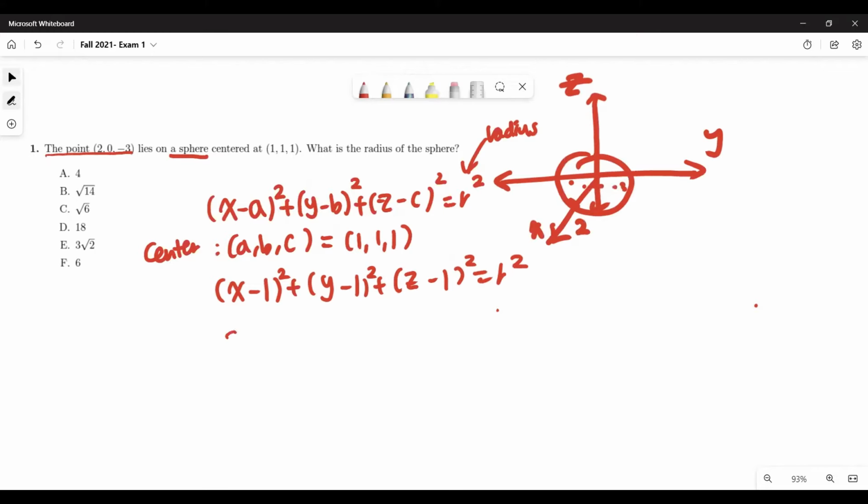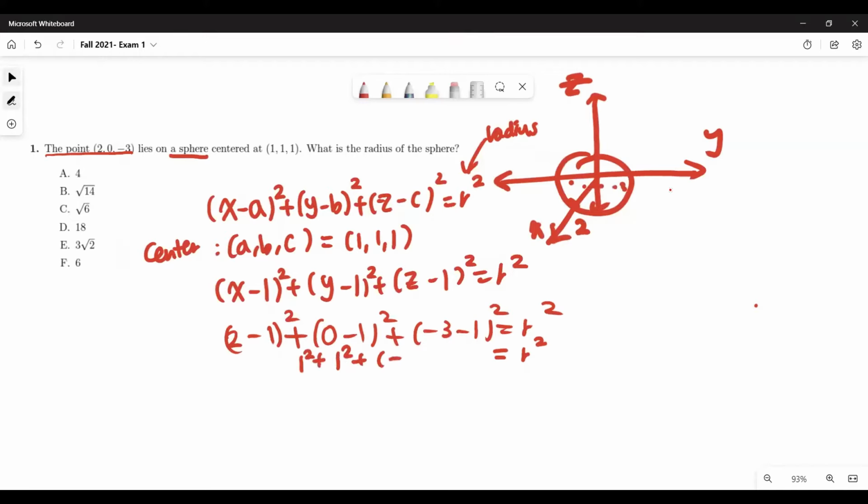So let's plug it in. (2 - 1)^2 + (0 - 1)^2 + (-3 - 1)^2 = r^2. So then r^2 will be 1^2 + 1^2 + (-4)^2. So r^2 equals 18. Then r is 3 square root of 2. So the answer is E.